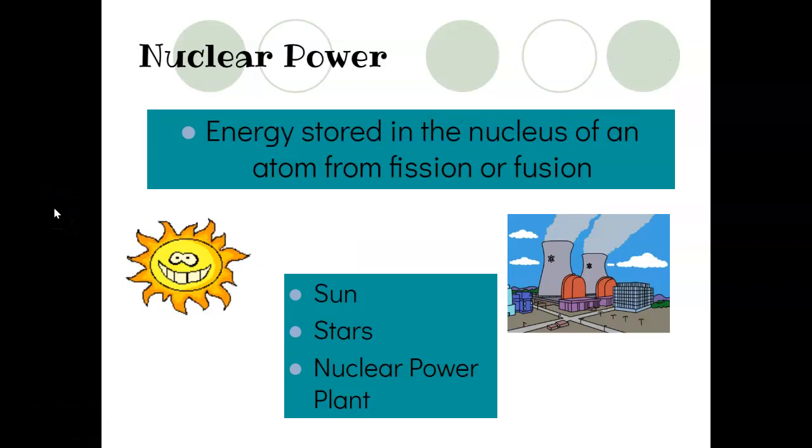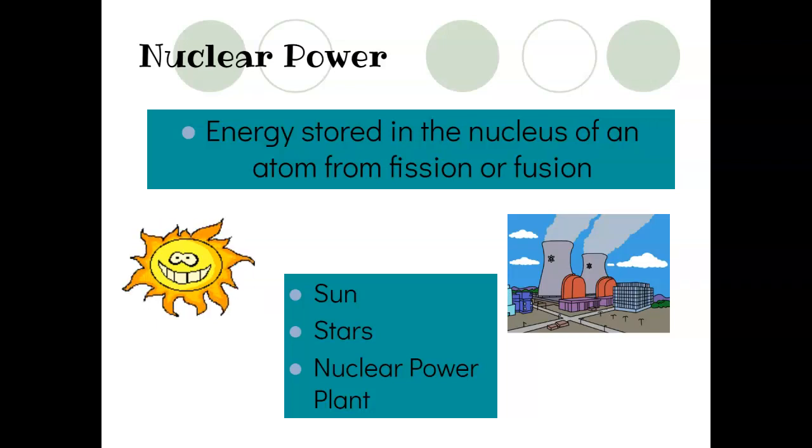And then nuclear power. We talked about nuclear power a little bit when we did our unit on nuclear chemistry. Nuclear power is energy stored in the nucleus of an atom from fission or fusion. If you remember from our chemistry lessons, fission is when an atom breaks apart, and fission is man-made. This is like in nuclear power plants and atomic bombs, where we figured out how to split atoms and release that energy. Fusion is natural.